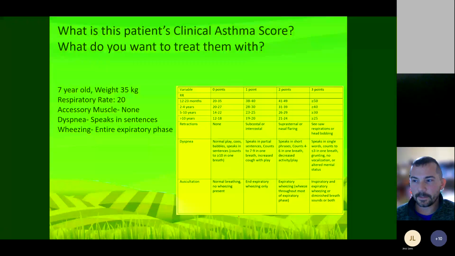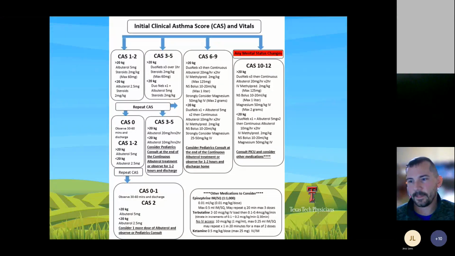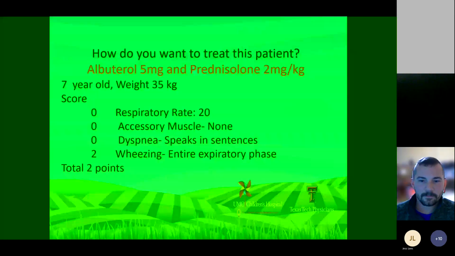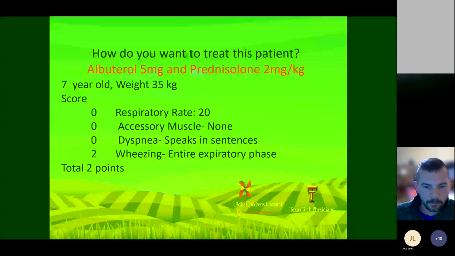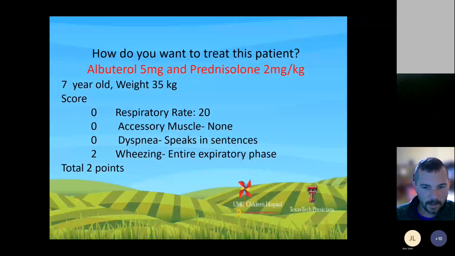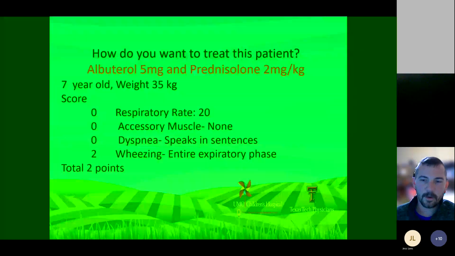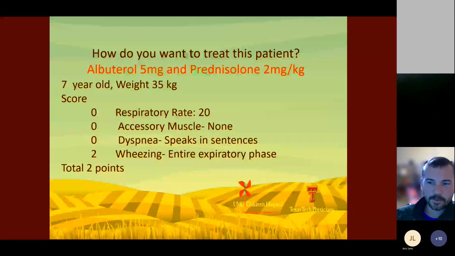Typically, this is pretty easy. We're going to go look at the CAS scoring, right? What CAS score would you give this patient? Treatment's up there in red, obviously, but 7-year-old, 35 kilo, they've got a 0 for respiratory rate. Okay, not tachypneic, no accessory muscle use, very, very mild symptoms. And so prednisolone 2 per kilo. The load is usually 2 per kilo for your steroid.